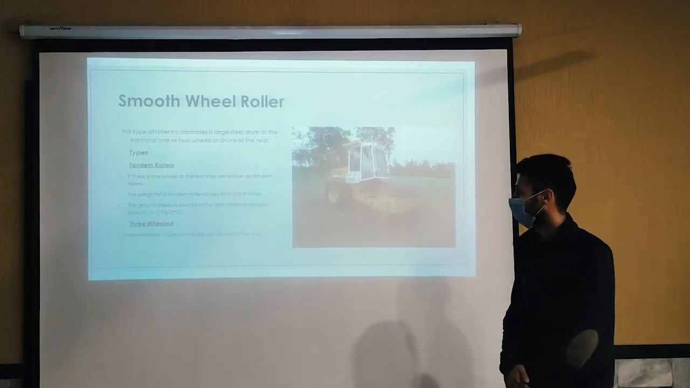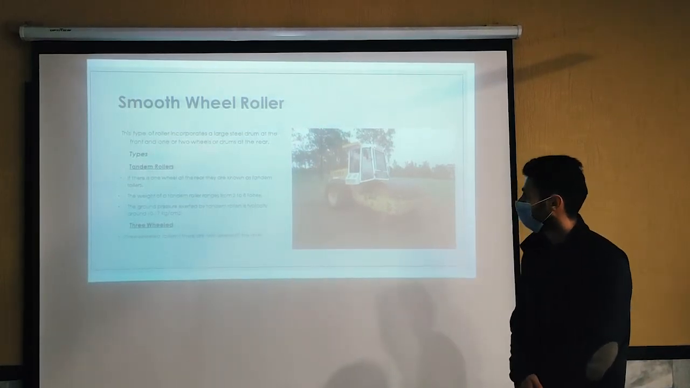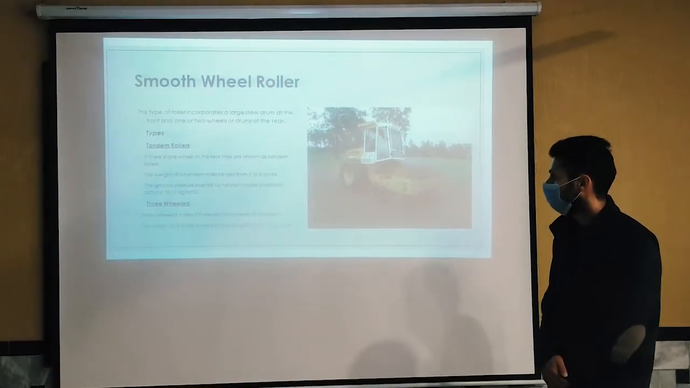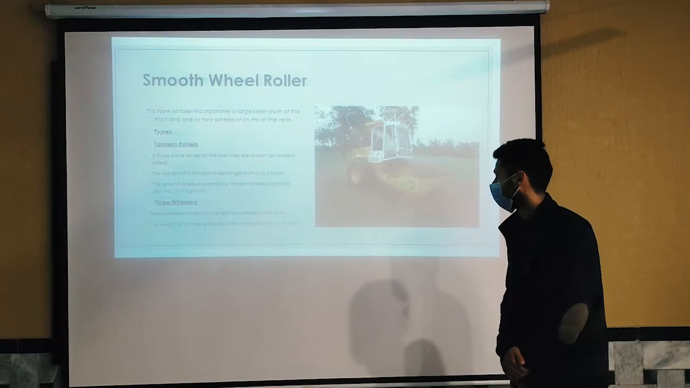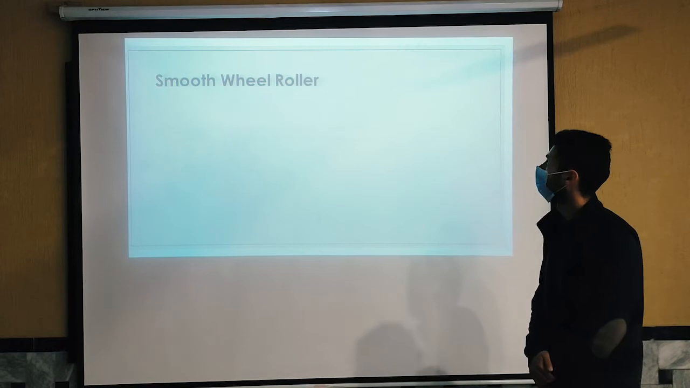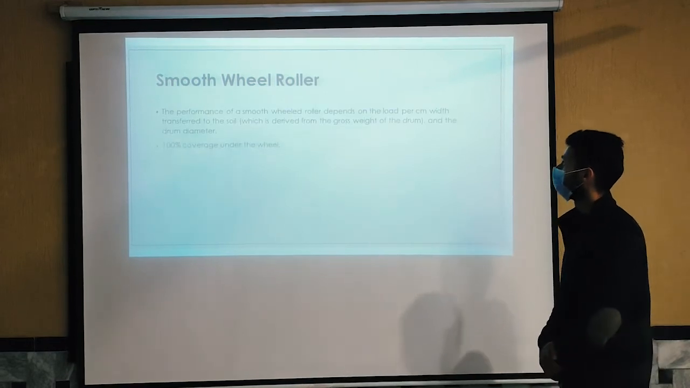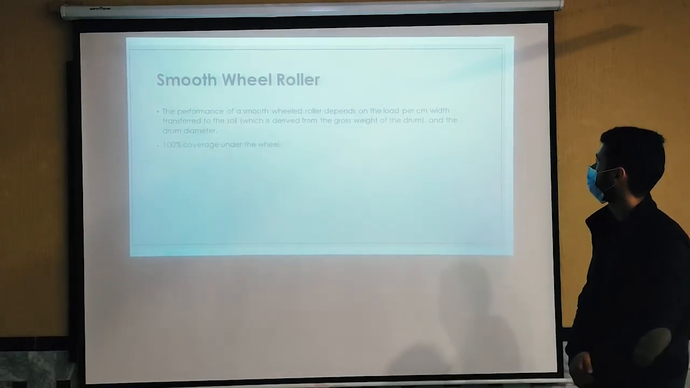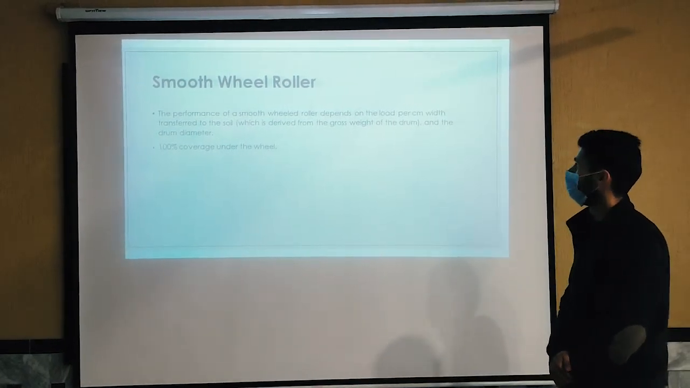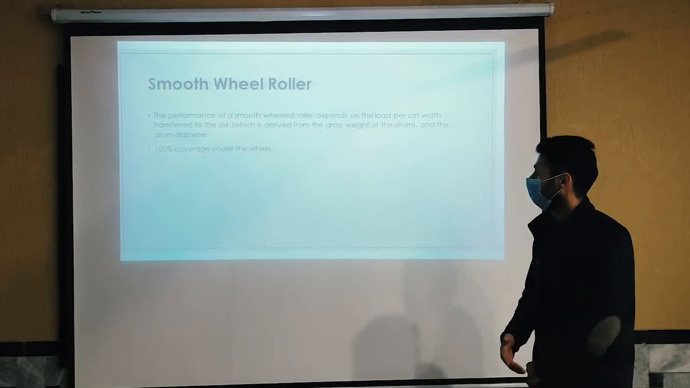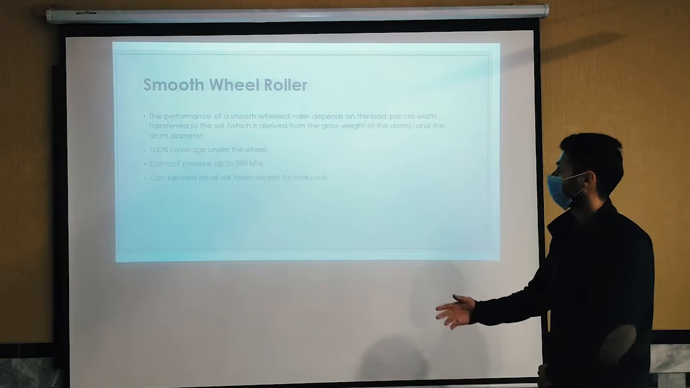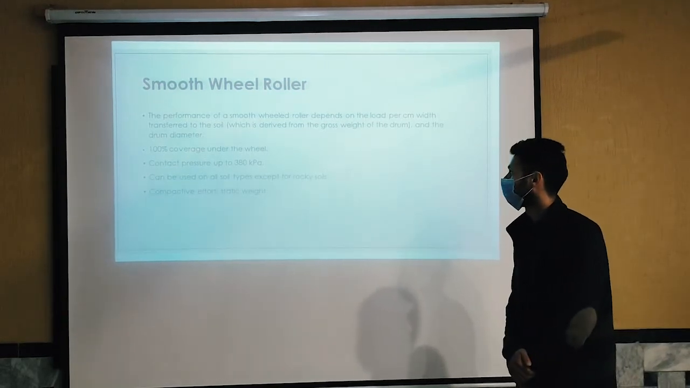The second one is the three-wheel roller. There are two wheels at the rear. The weight of the three-wheel roller ranges from 8 to 10 tons. It is a little bit heavier. The performance of a smooth wheel roller depends on the load per centimeter width transferred to the soil, which is derived from the gross weight of the roller and the drum diameter. It provides 100% coverage. The contact pressure is up to 380 kilopascals.